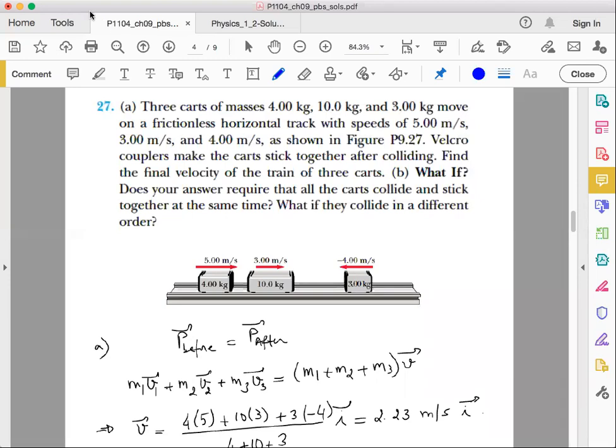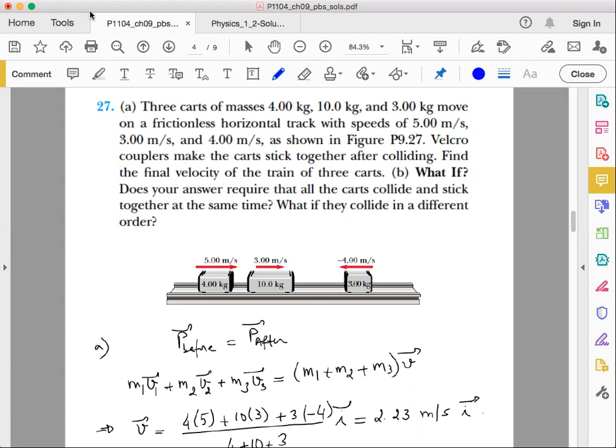We move on with the third problem. In this case, we have three cars of masses 4, 10, and 3 kilograms moving on a frictionless horizontal track with speeds of 5 meters per second, 3 meters per second, and 4 meters per second, as shown in this figure. Velcro couplers make the cars stick together after colliding.